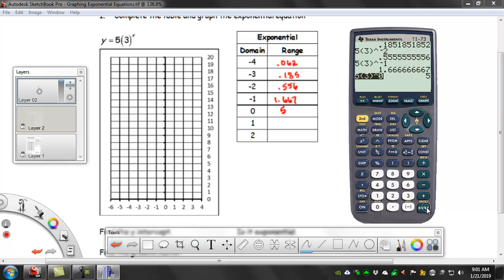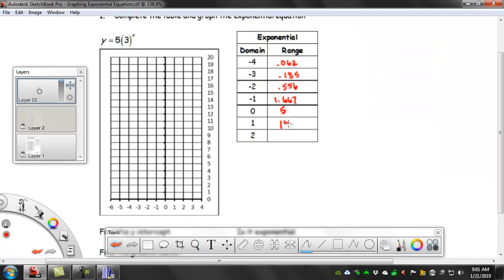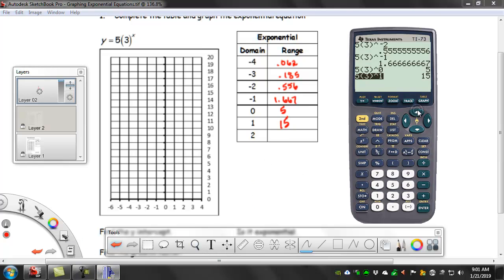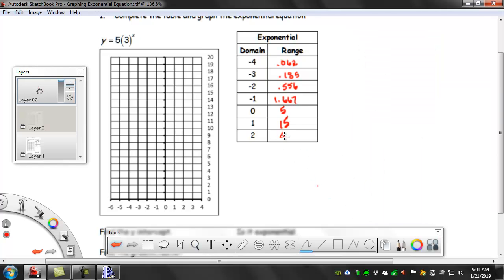Now the next one, I'm going to change that to a 1. And here I get another significant value. I get 15, so the numbers change quite a bit from those decimals to nice integer numbers. And now I put a 2 in there, and I get a 45. Now that 45 is off the graph because my graph only goes up to 20.